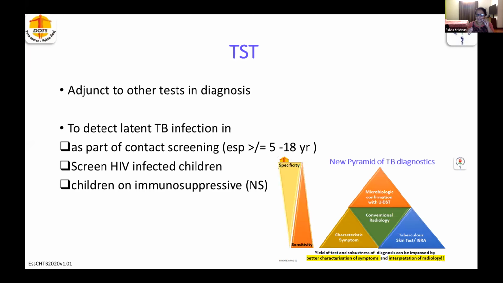And for screening HIV infected children, and for children on immunosuppressive treatment like nephrotic syndrome, if there is a latent TB infection, you have to give prophylaxis with INH 10 mg per kg for 6 months. So here is the importance of doing a Mantoux test.